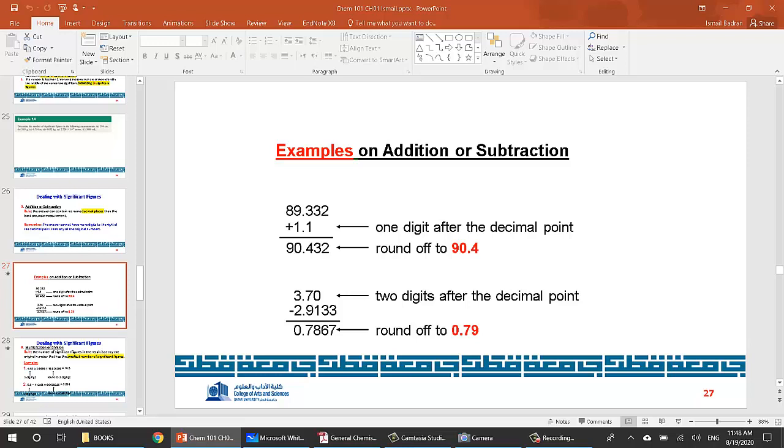Another example, if you're subtracting 3.70, which has 2 decimal places, minus 2.9133, which has 4 decimal places, the calculator answer would be 0.7867. But if you look at the numbers that you are subtracting, you have to go with the lowest number of decimal places, and therefore you have to go with the 2 decimal places. Then that answer should be rounded off to 0.79, because it's 0.786. So the 6 is higher than 5, and you round the 8 to 9.